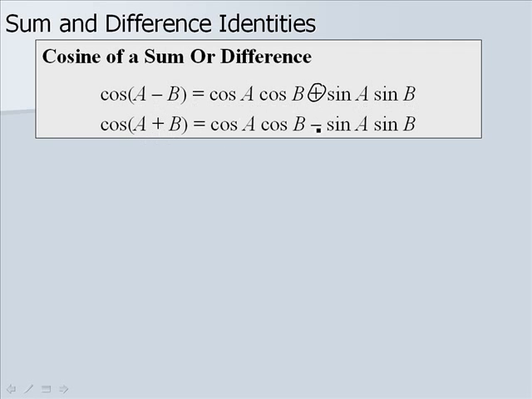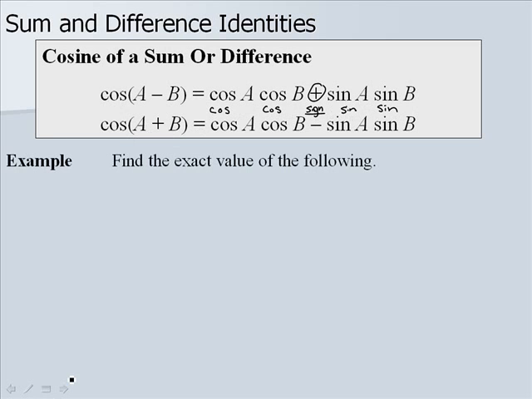So the sign changes. So a good rule of thumb, a way to remember these, is cosine of your first angle, cosine of your second angle, then sine, change, sine, sine. So kind of like a cheer. Cosine, cosine, sine, sine, sine, when you're doing cosine, sum, and difference.